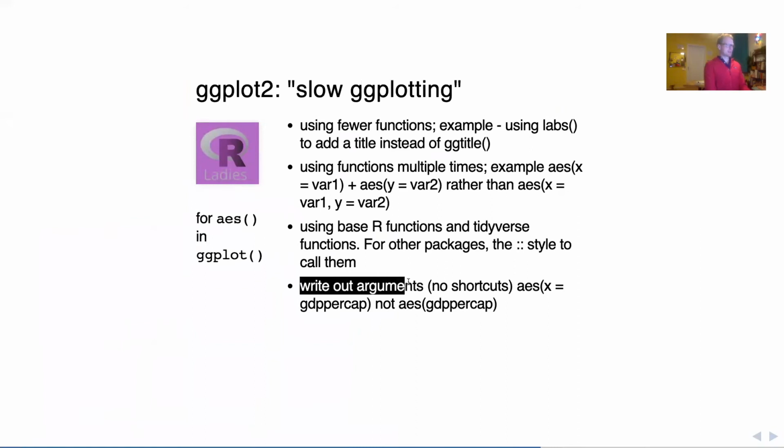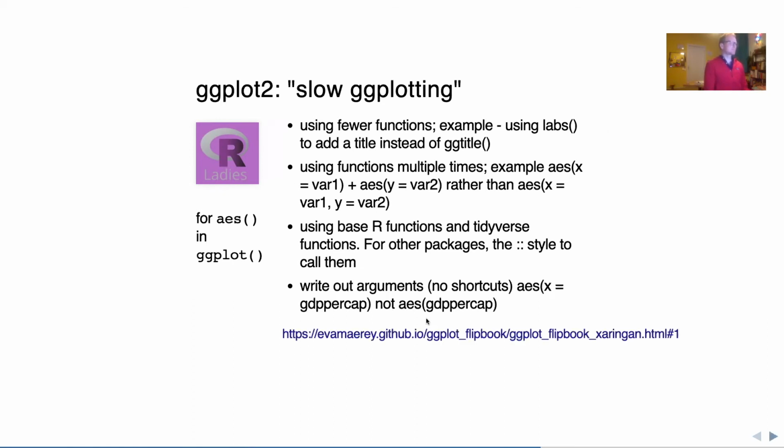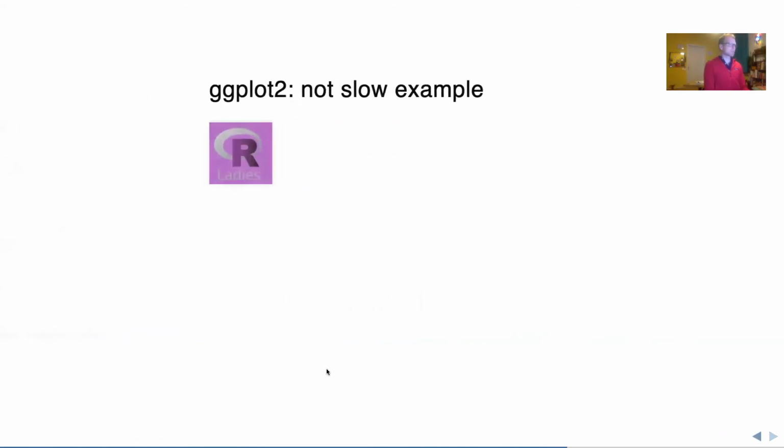And they write out all the arguments so they don't take shortcuts. So they always put, for example, you'll notice I go back and forth, but they always put the x there. You don't have to say x equals. You could just write this argument, and the function knows that the first argument that comes is for x. But in this slow ggplotting, you wouldn't do that. You would write x equals to make it clear what it is that you're referring to. You can check out Eva Mary's stuff on this for the slow ggplotting. There's some more information as well.